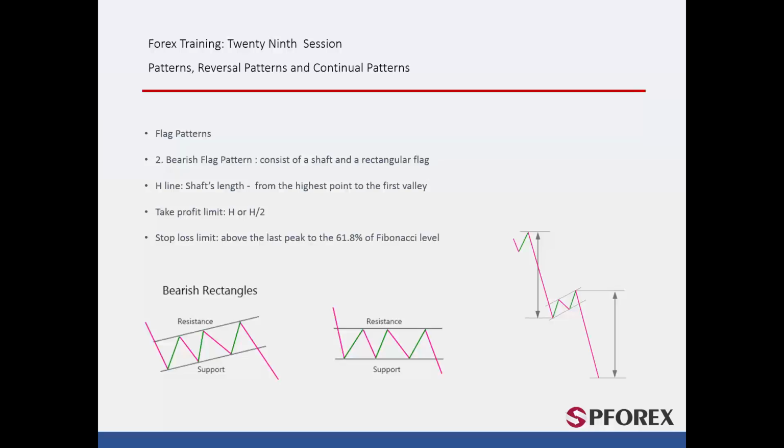TP price would be H and H2 pips below a breakout point or the valley of the last wave, while SL can be between the peak of the last wave and the 61.8% level of the Fibonacci that is drawn on H.